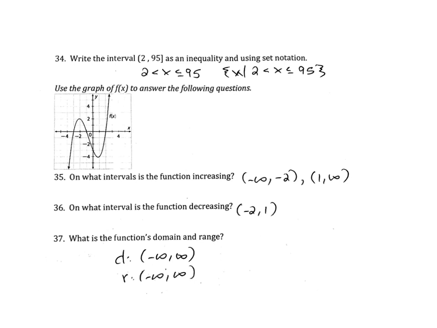Last question, what's the domain and range? Because it has arrows, it's going left and right forever, so negative infinity to infinity. Because it has arrows, it's going up and down forever, negative infinity to positive infinity.